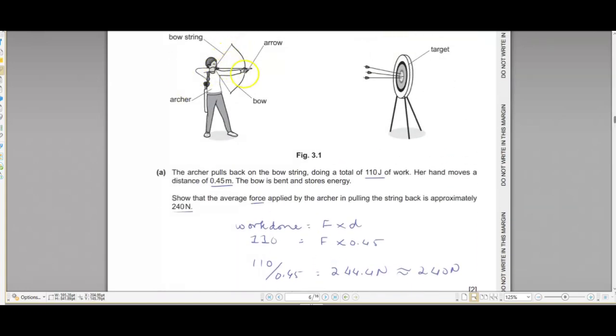when the archer is pulling the arrow, so there is a string over here, she is gaining elastic energy, and when she releases the arrow, this elastic energy is converted into kinetic energy. Since the arrow is now in motion, and the law of conservation of energy states that energy can neither be created nor destroyed, it is just converted into another form. So the initial energy that we had was 110 joules.